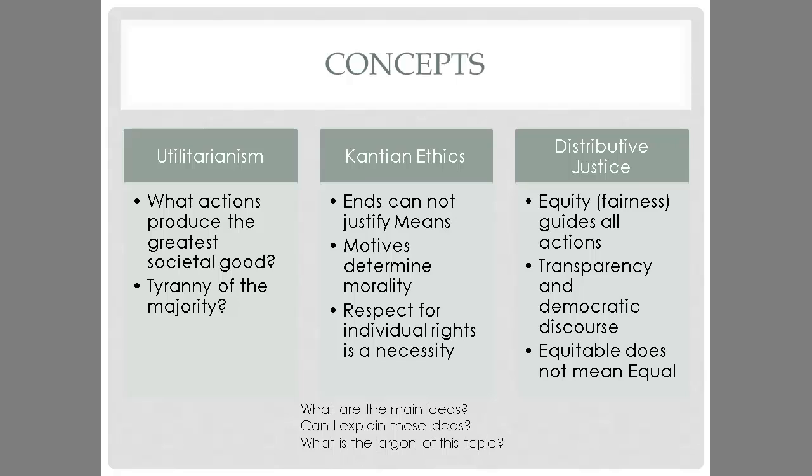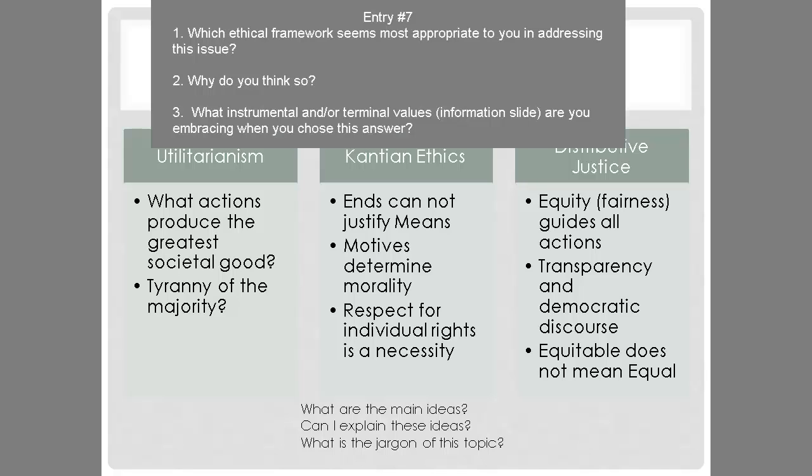I want you to work through this moral dilemma. First, consider the arguments that I made from a utilitarianism framework, a Kantian ethical framework, and a distributive justice framework. Which of these three arguments, which of these three positions seems most appropriate to you? So first, the first thing you need to do is answer which seems to be the correct course of action, which seems to be the right model to apply here. And then I want you to tell me why.